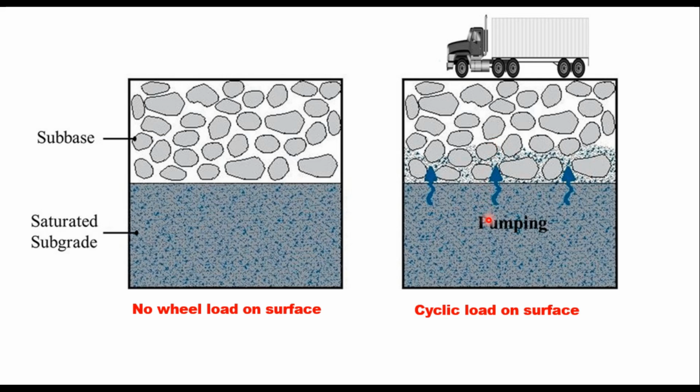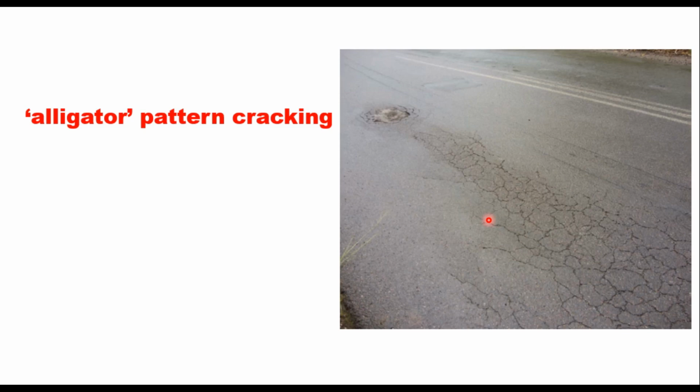In this condition, deflection due to wheel load will be very high and it will accelerate fatigue cracking of the asphalt layer. This is visible at the surface as alligator pattern cracking. Eventually, small blocks of asphalt break free and a pothole begins to form.